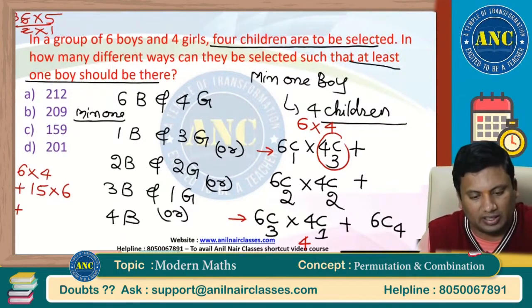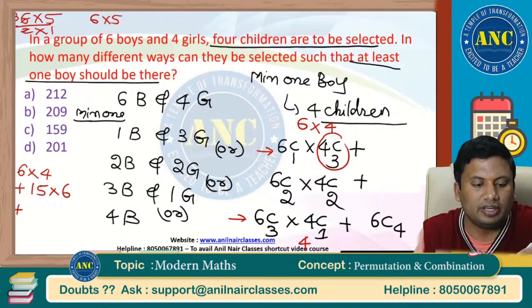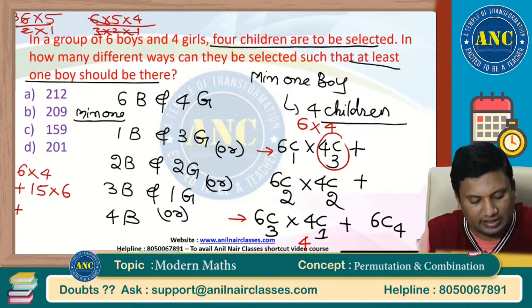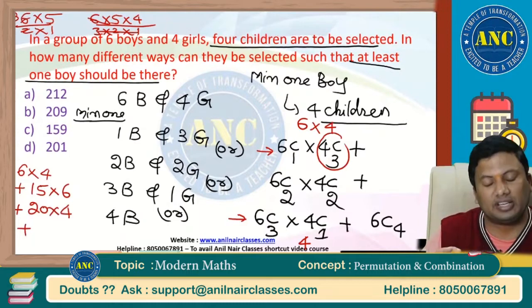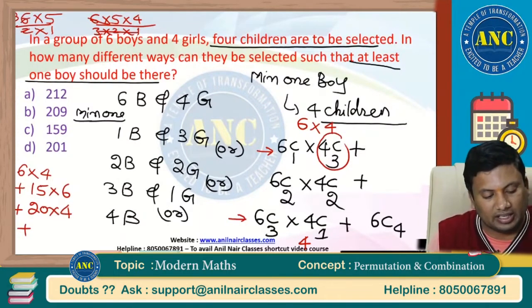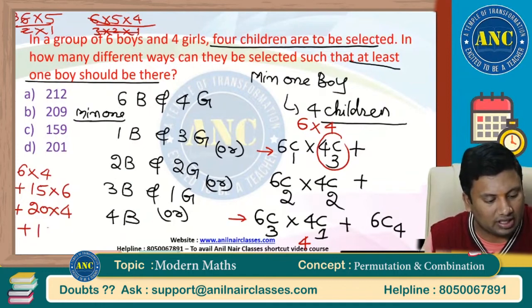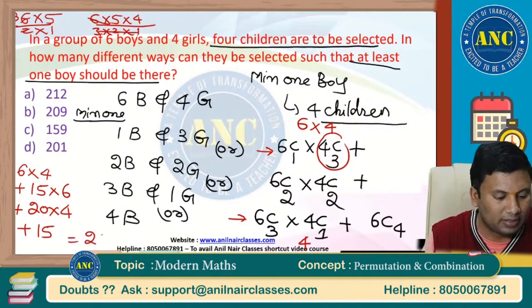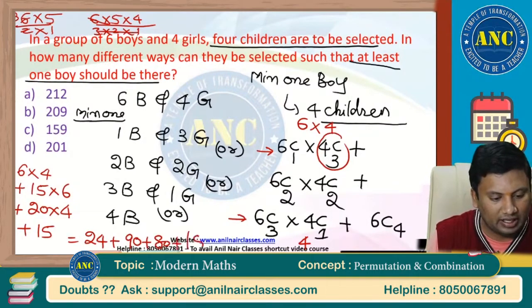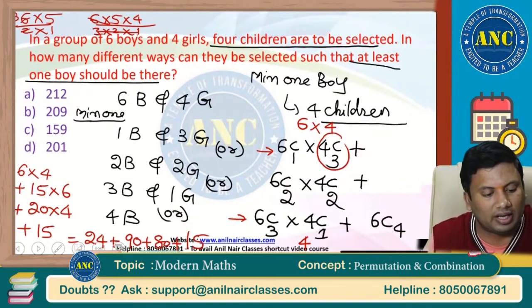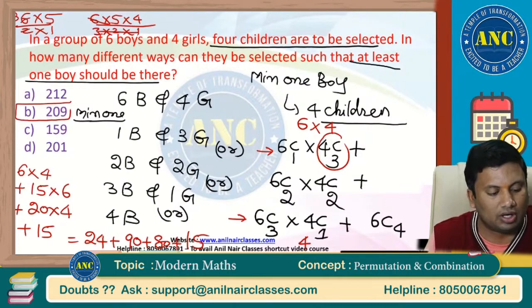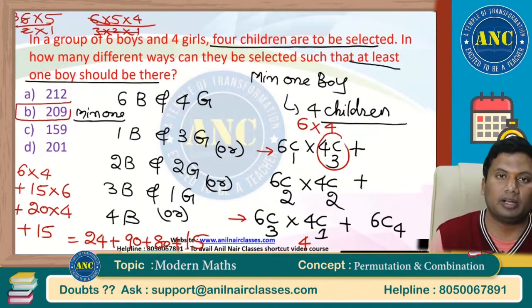Next it is nothing but 6C3. 6 into 5 into 4 divided by 3 into 2 into 1. 6 cancels. This is nothing but 20 into 4. 6C4, out of 6 selecting 4, that is nothing but rejecting 2. 6C2 is nothing but 15. So this is nothing but 24 plus 90 plus 80 plus 15. 170, 185, 209. Answer for this question is 209.